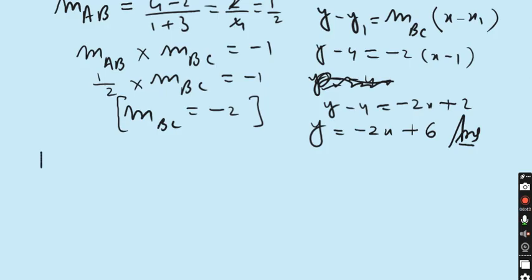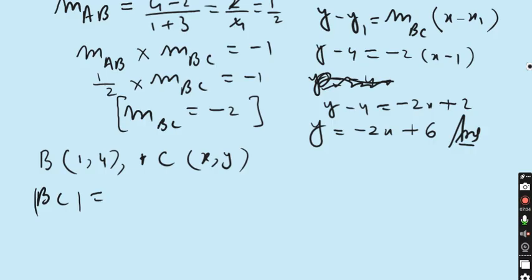So we have B, that is 1 comma 4, and we don't have the coordinate of C. So assign the name of the coordinate as x, y. Now find the distance of BC by using the distance formula. So square root of (x minus 1) square plus (y minus 4) square.